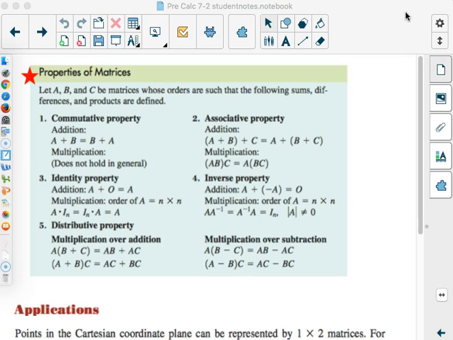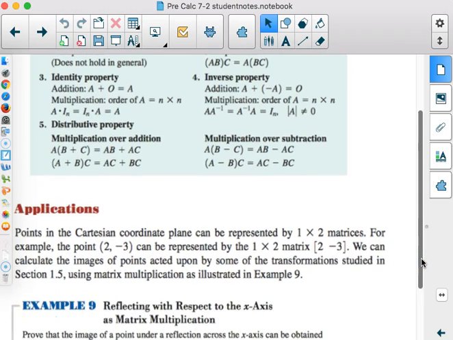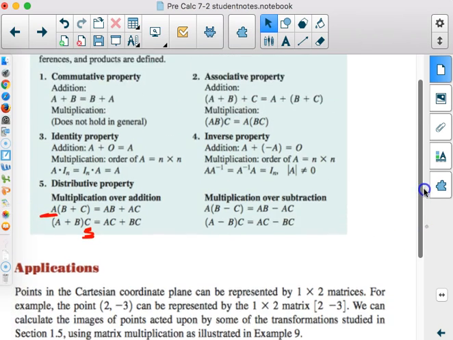Distributive property, multiplication over addition. Now, this is a big deal. It doesn't look like it when you look at this property, but notice that our A is on the left-hand side of these parentheses. That means when you distribute it, it must be on the left-hand side of each one of these. That's really important. Same thing down here. Notice that this C is on the right-hand side. Because order matters with multiplication, that means it has to be on the right when we do that distributive property. So AC plus BC. Order matters when you're talking about multiplication of matrices.